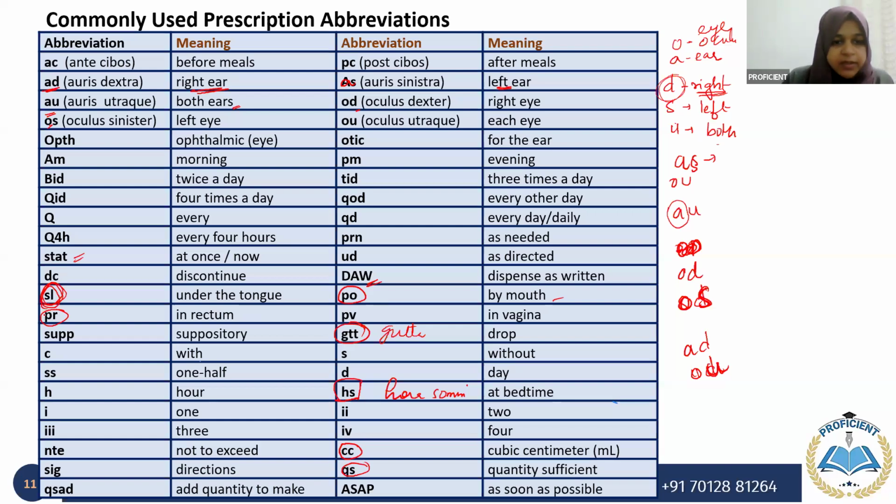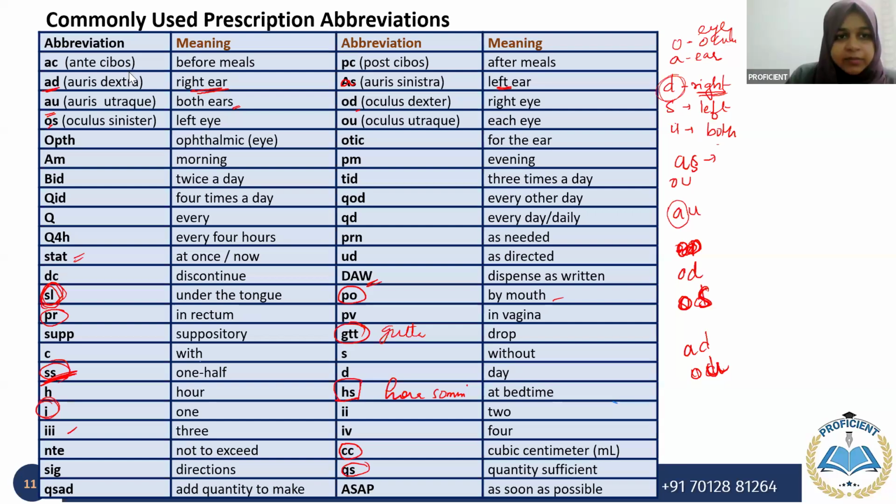Clear. Then they will use Roman letters for 1, 2, 3, and 4. And you know how it's written. Okay. S is half. Not one. So if you have to write, take half a tablet, you will use SS. SS means semis, half. That is the meaning. Clear?